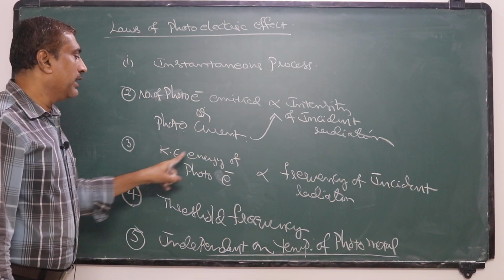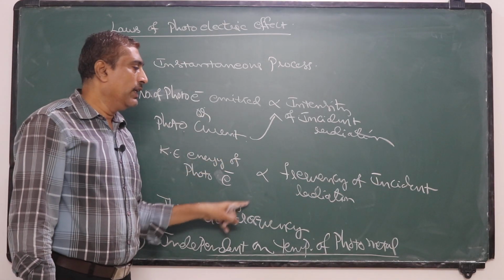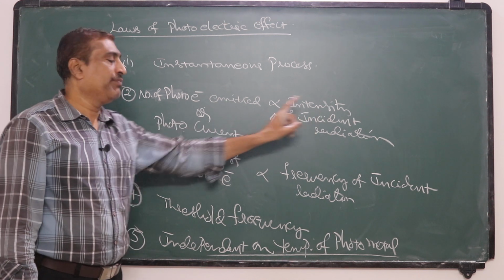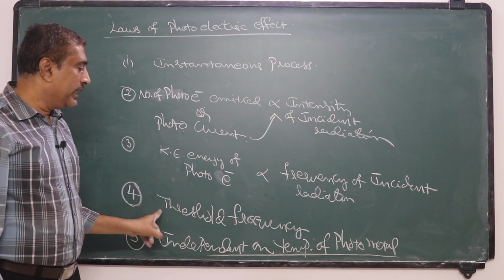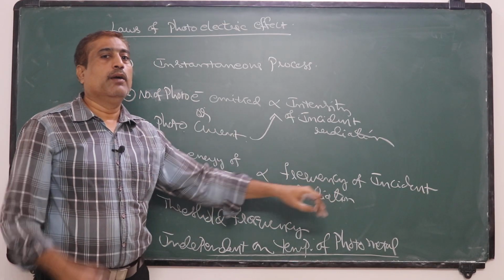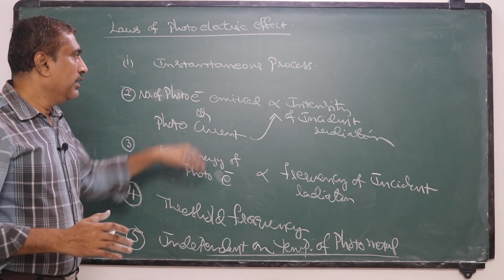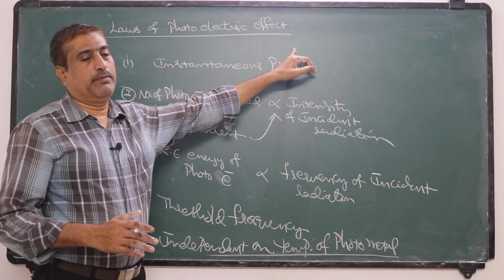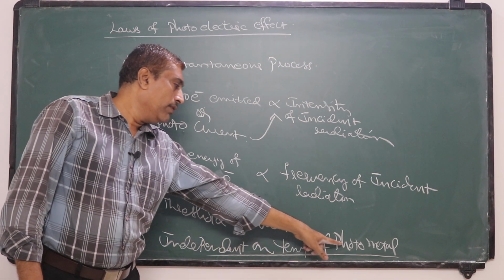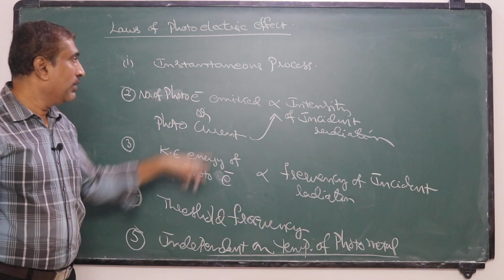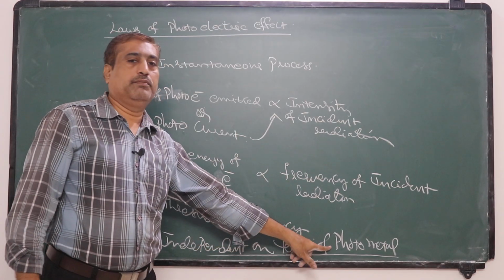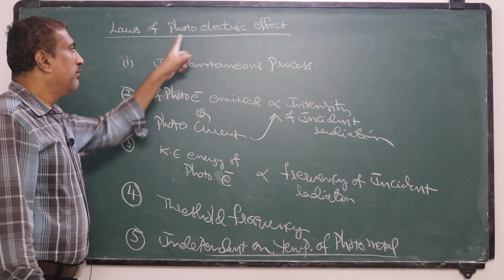And the third law: the kinetic energy of the emitted photoelectrons depends on the frequency of incident radiation and is independent of intensity. And the fourth one, there is a minimum frequency below which no photoelectrons are emitted. And the fifth one, the photoelectric effect is independent of the temperature of the photometal. So these are the laws of the photoelectric effect.